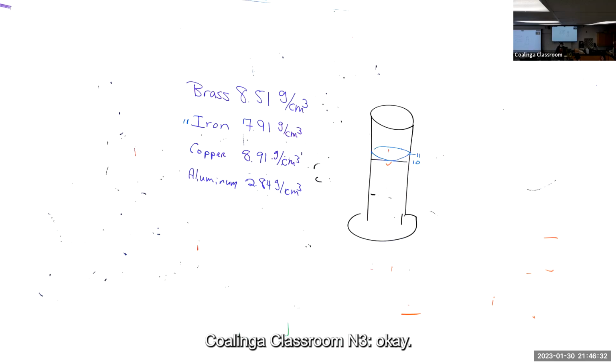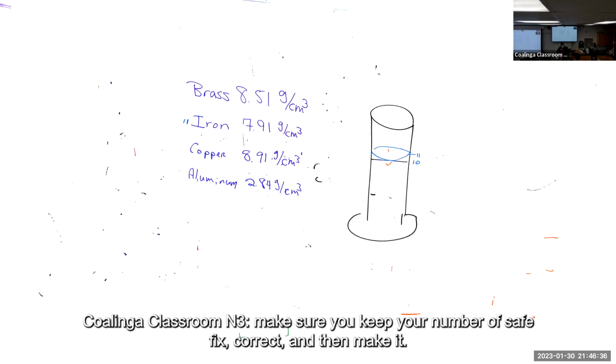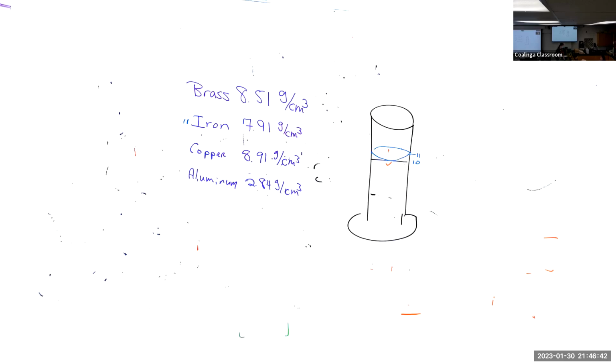You guys doing okay? Yes. Make sure you keep the number of sig figs correct and then make sure you put your units, whether it's grams, milliliters, whatever, because you will get marked down, especially on the exams. Remember, density is mass over volume, so it should be grams per volume. Divided by 2.